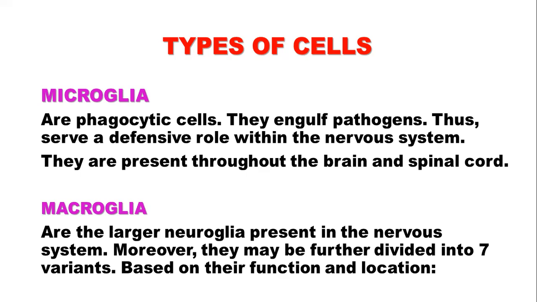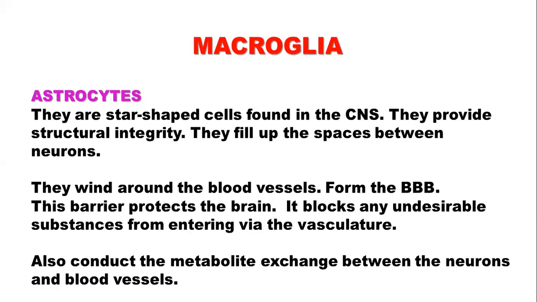Macroglia are the large neuroglia present in the nervous tissue. Moreover, they may be further divided into seven subtypes based on their function and location. In these seven types, first is astrocytes. They are star-shaped cells found in the CNS. They provide structural integrity. They fill up the spaces between the neurons. They wind around the blood vessels and form the BBB, blood-brain barrier.